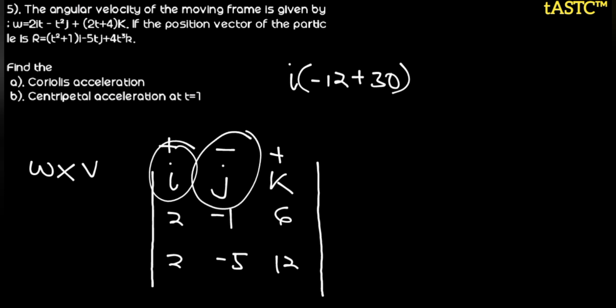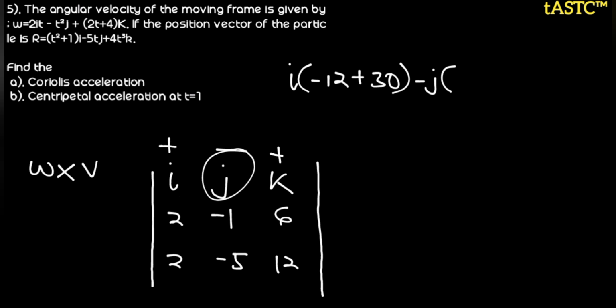Next up, we take a negative j. So that is going to be a minus j. And we have this. So these are going to be cancelled out, and these ones also. And that leaves us with 2, 2, and 6, 12. So that is 2 multiplied by 12. That will give us a 24. And that is minus 2 multiplied by 6. That is a 12.